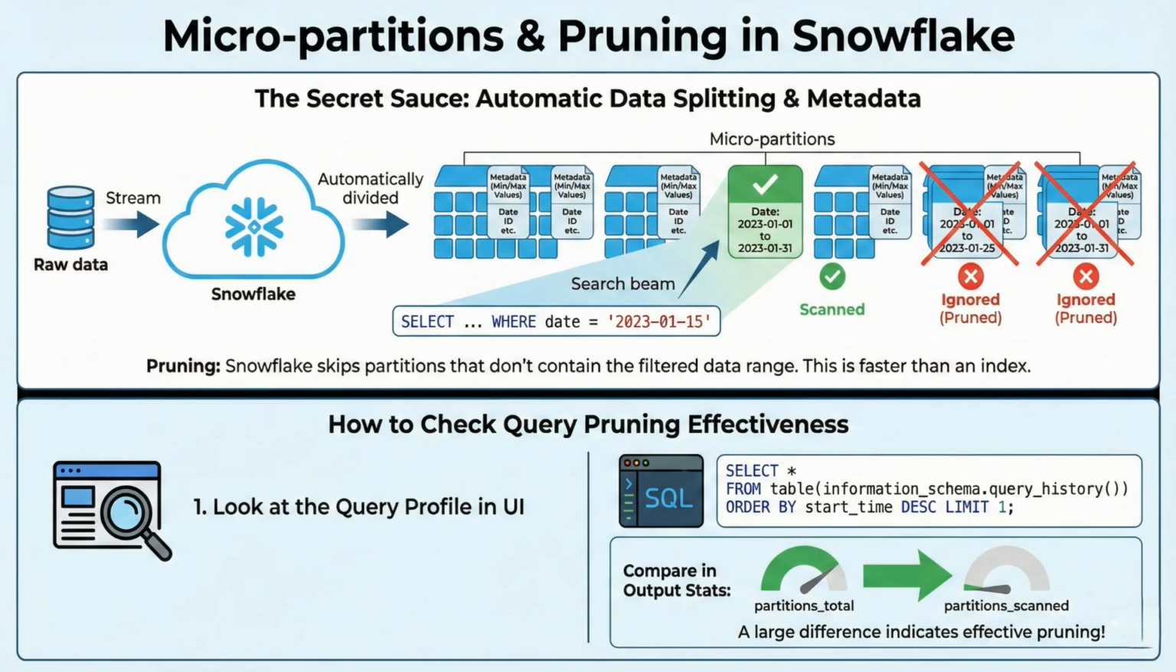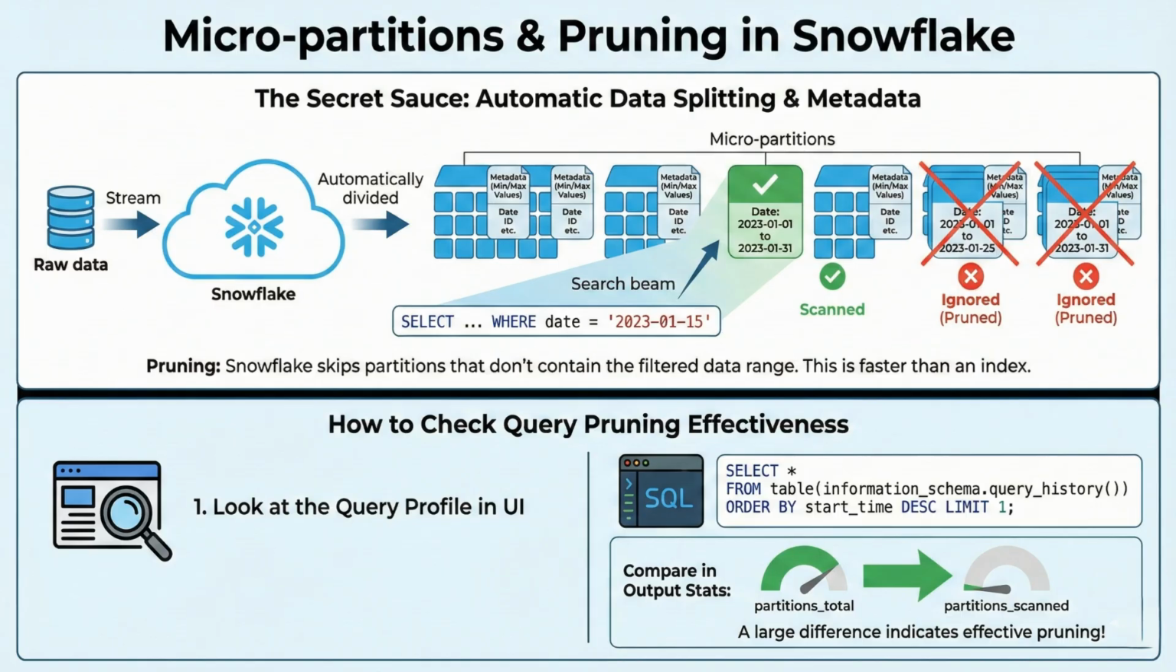When a query is executed with a filter, for example, a where clause on a date, Snowflake uses this metadata to identify which micro-partitions are relevant. Only the partitions that contain matching data are scanned, while the remaining partitions are ignored or pruned. This significantly reduces the amount of data scanned and improves query performance. Pruning works by skipping partitions that do not contain the filtered data range, and this approach is often faster than using traditional indexes.